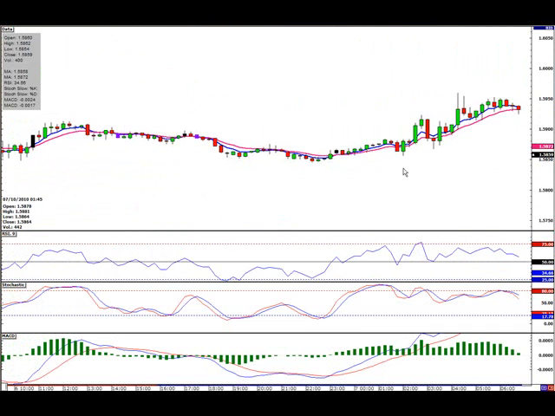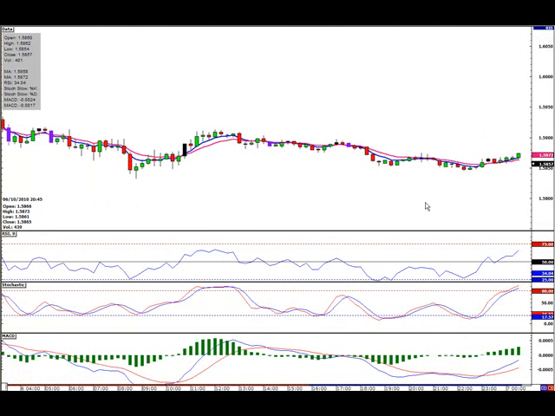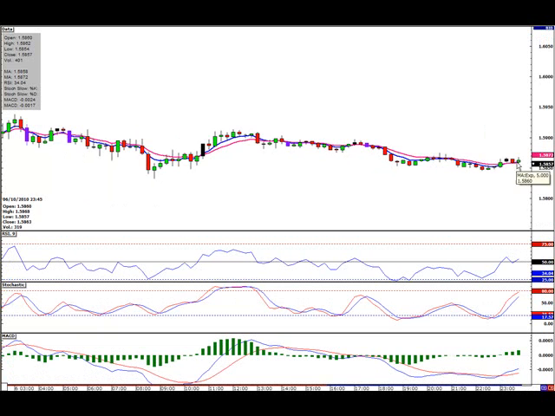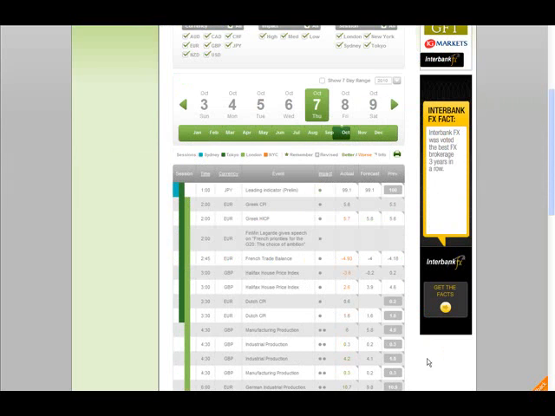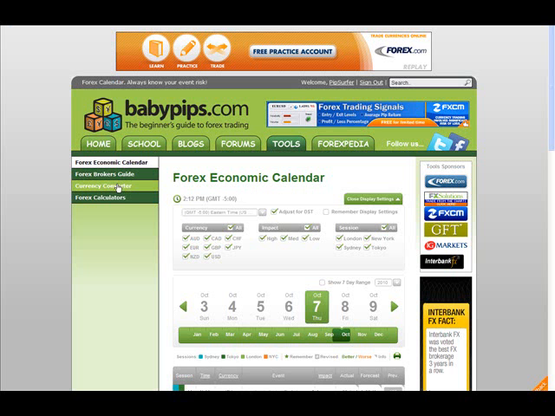So now I'm on my 15-minute chart, and this is where we're going to look for our entries. And I'm moving this to before midnight so you can see what it looked like. But before we start trading, we do want to take a look at our news events for the day. And so basically you go to babypips.com, you click on the tools tab, and it's going to automatically bring up the news events for the day. And today is October 7th.